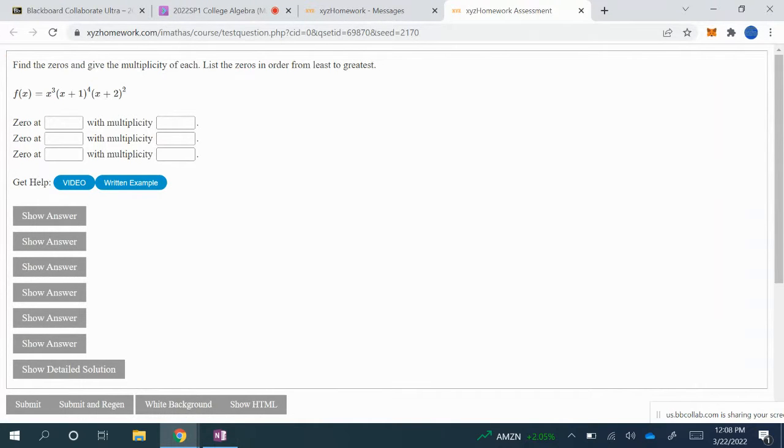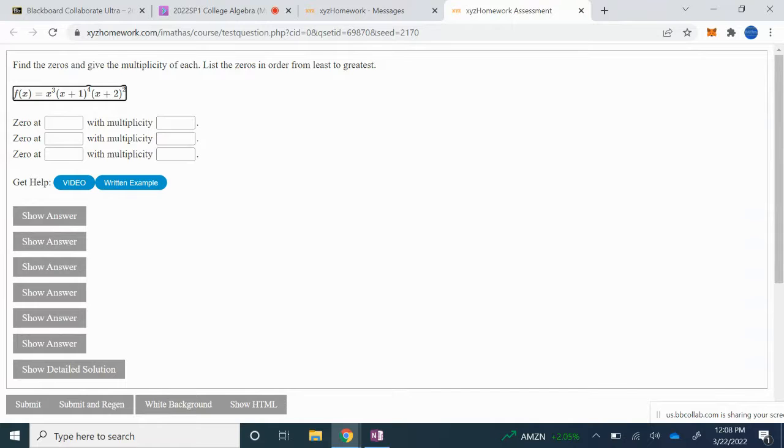So now we'll enter in the zeros along with the multiplicity. And just keep in mind that the multiplicity is simply the exponent that our factor carries. So if we start with the least zero, we have -2. It has a multiplicity of 2. Next, we have a zero of -1. It has a multiplicity of 4. And lastly, we have a zero at 0 with a multiplicity of 3.